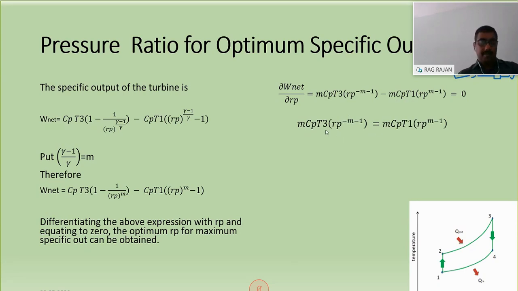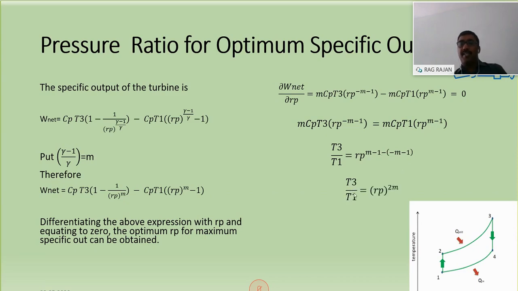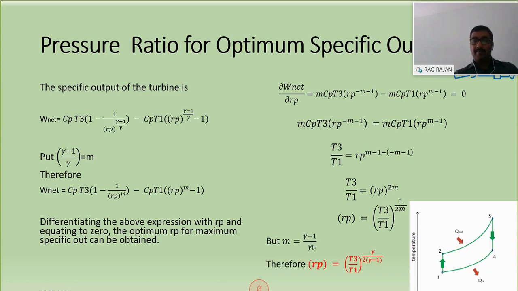So finally you will get mCp T3 into Rp the whole raised to minus m minus 1, equal to mCp T1 Rp raised to m minus 1. So here, by a simple mathematical manipulation, T3 by T1 is equal to Rp raised to 2m. We need Rp, the pressure ratio, because pressure ratio is the parameter which we are going to study to maximize the specific work output. So Rp is equal to T3 by T1 the whole raised to 1 by 2m, and because m is equal to gamma minus 1 by gamma, Rp is equal to T3 by T1 the whole raised to gamma by 2 into gamma minus 1. If you want, you can take a screenshot.